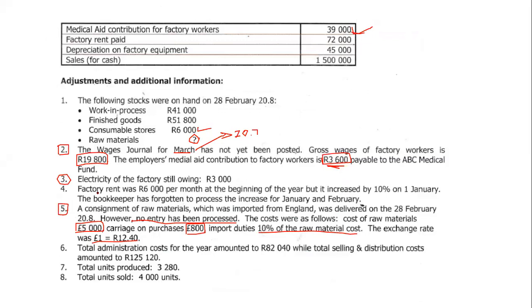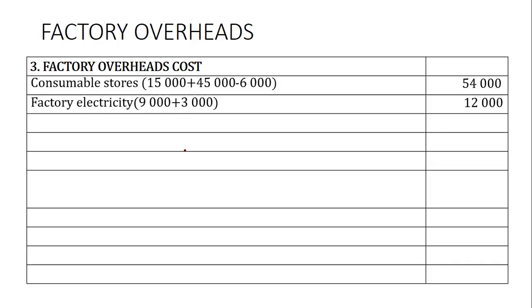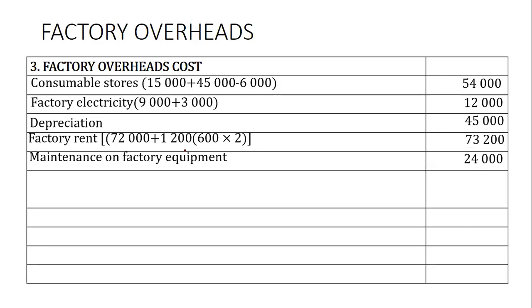But before taking it to factory overheads, I'm going to come to this side. Is there anywhere where they talk about maintenance? There's nowhere where they talk about maintenance. So I'm going to take that straight to my factory overheads. And in my factory overheads, I'll just have maintenance of factory equipment, 24,000. We still good? Yes. All right.